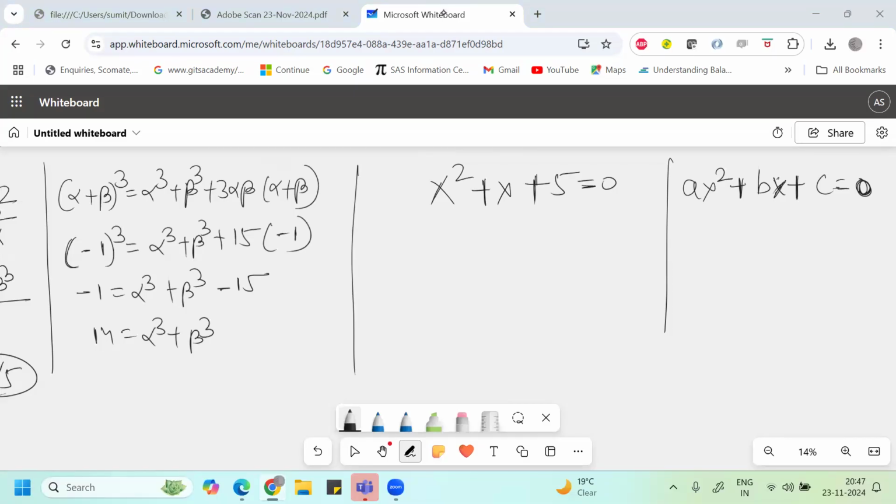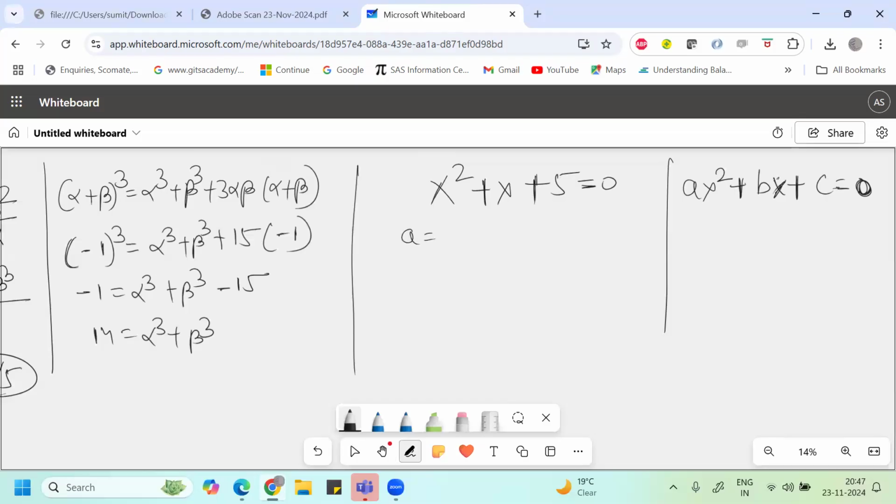So guys, if you know that form, then what is a here? A is 1. And what is b here? B is 1. And what is c here? C is equal to 5. Are you getting this part?